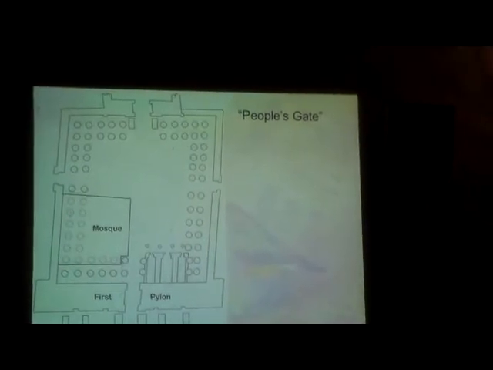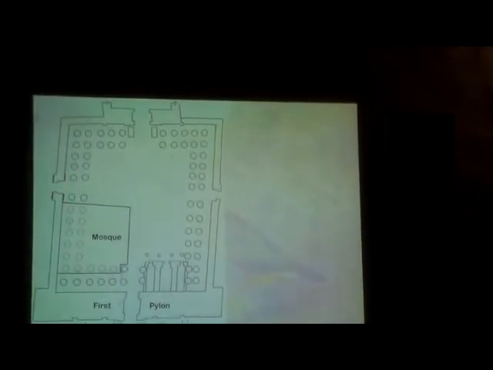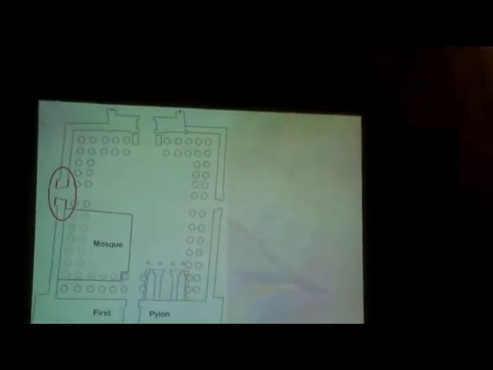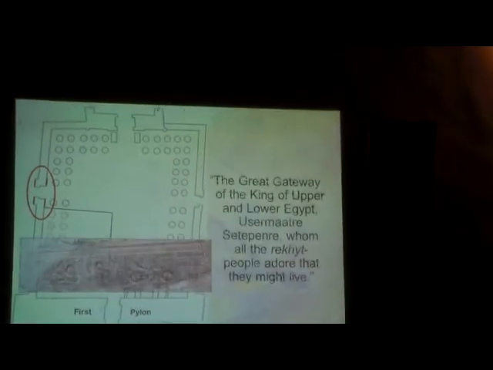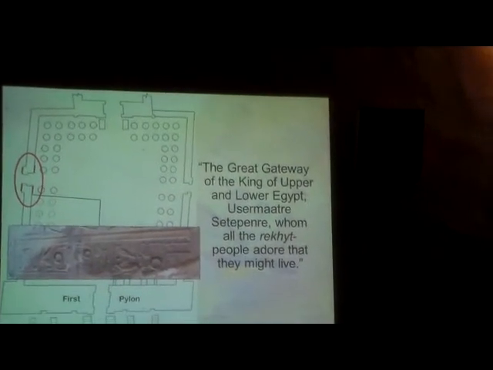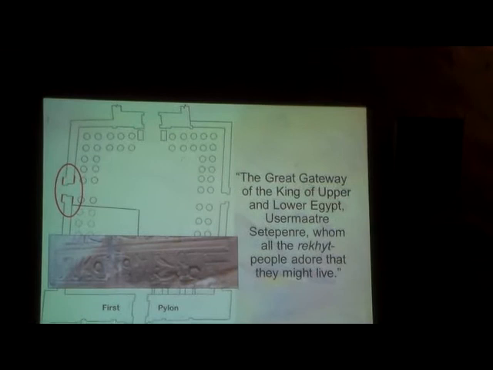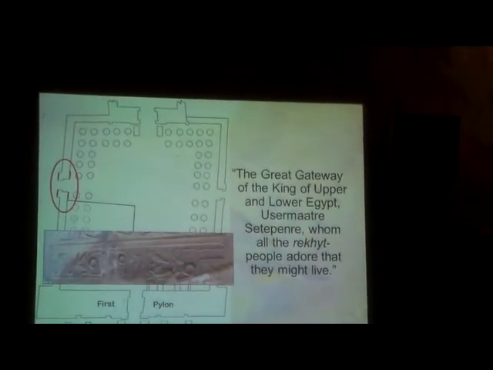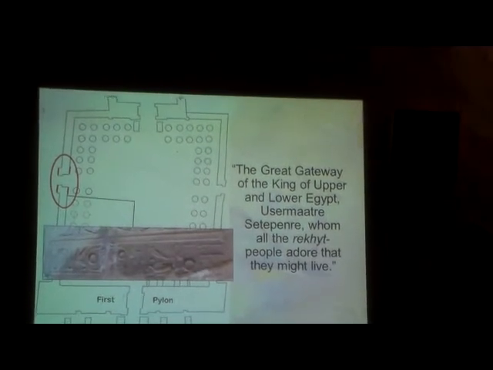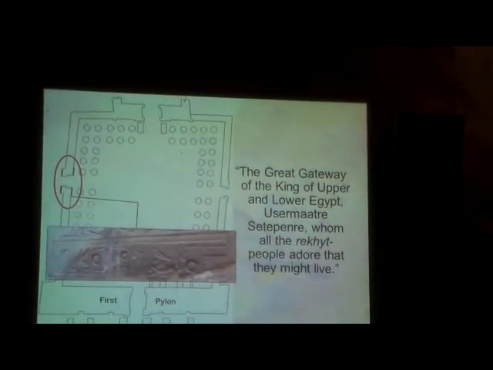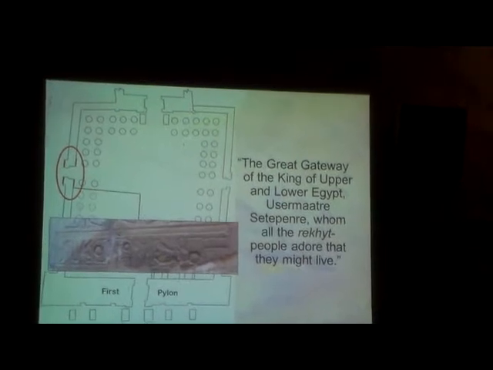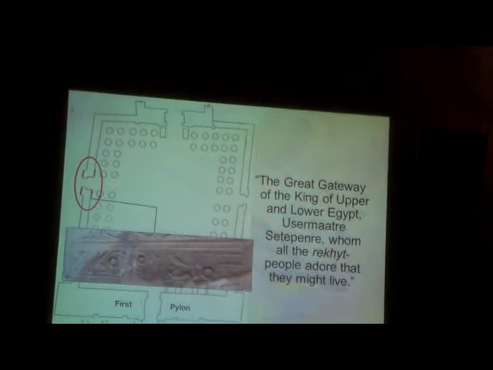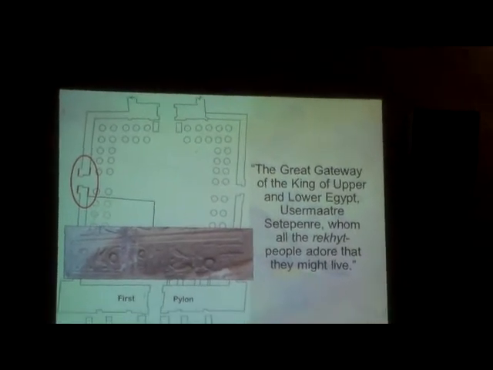And what we also have to support the idea of the rekhyt people having access, perhaps, is the so-called People's Gate, as Lamy Bell calls it. It's again over on the eastern side, and on the four jambs, the inscription reads, as the great gateway of the king of Upper and Lower Egypt, Userma'atre Setepenre, whom all the rekhyt people adore, that they may live. And that last element is important. They're performing their adoration so that they can live. It's very common in the inscriptions.